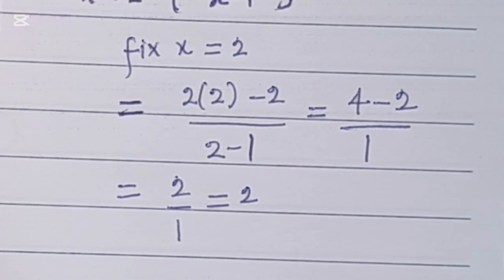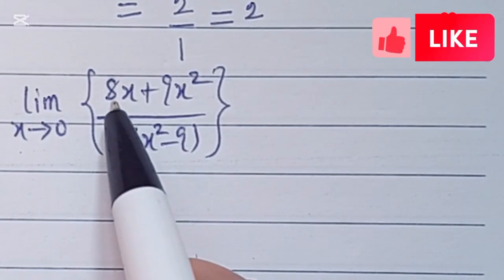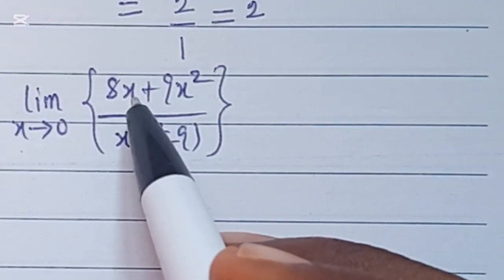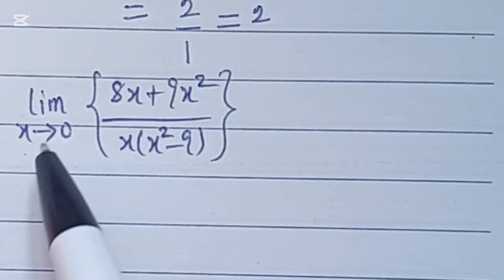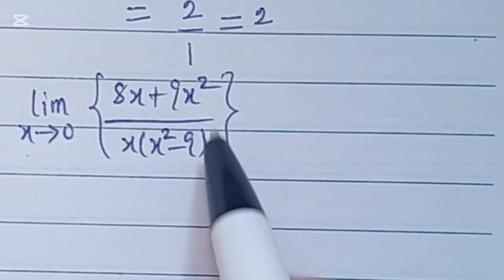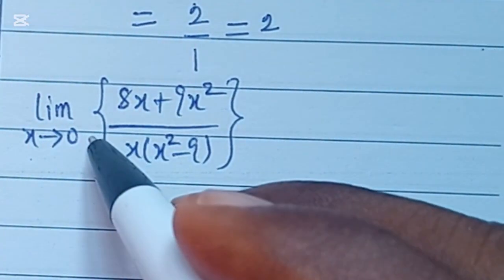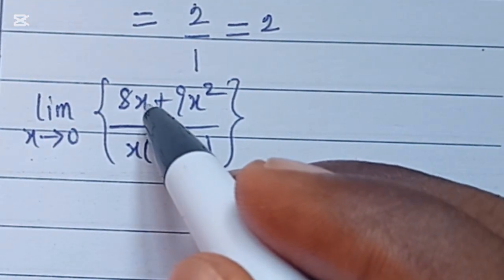But let's look at another case. In this case, you can see that this one is slightly more complicated, but we can now break this down. You can't just substitute x equal to 0 into this. Everything becomes 0. It doesn't work like that. So what you want to do is to find a way to break this down.